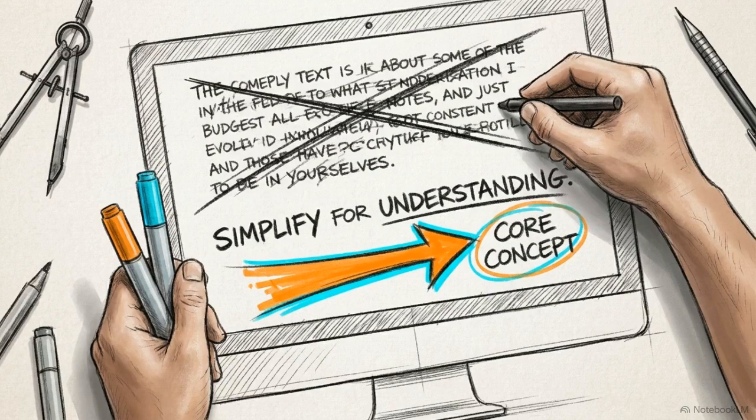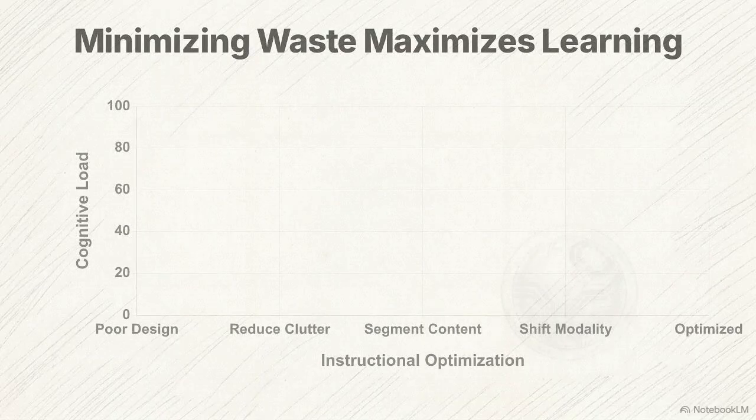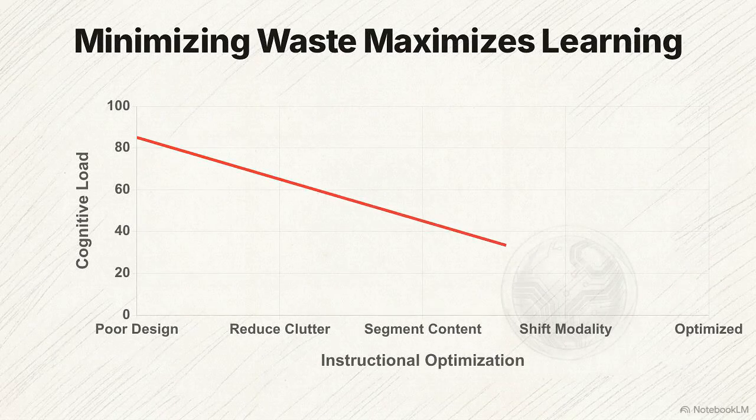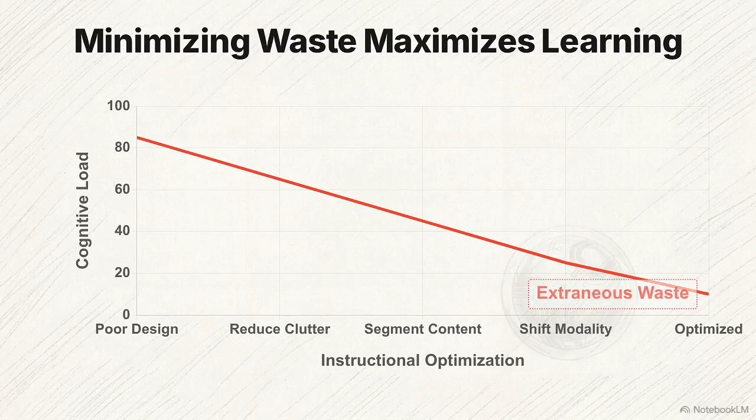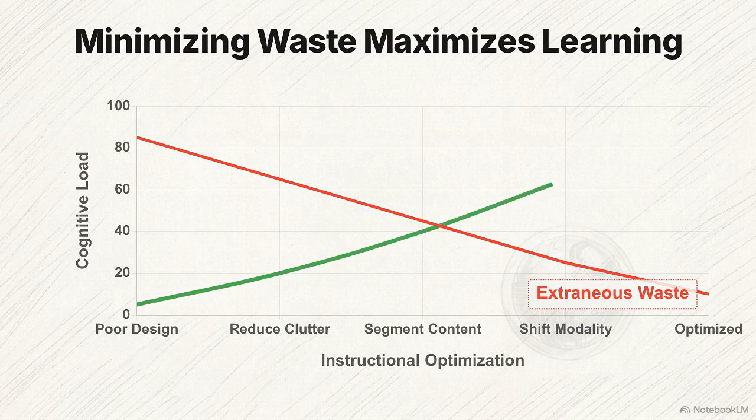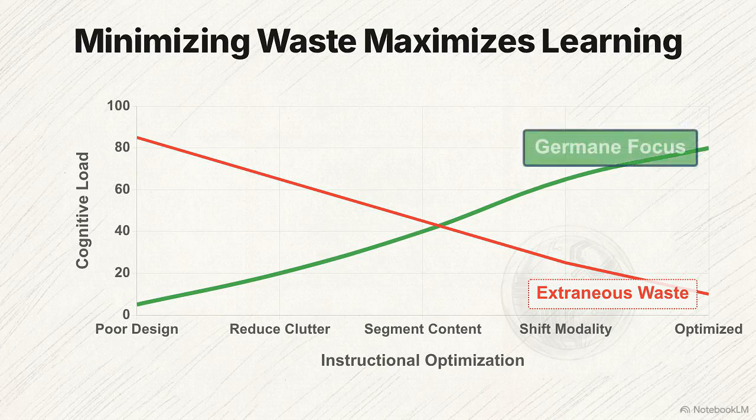Educators must actively manipulate two opposing forces within the mind: extraneous load and germane load. This graph tracks extraneous load, the wasted mental effort spent on poor formatting and distractions. This load must be ruthlessly minimized. As extraneous waste drops, germane load, the productive mental effort required to build knowledge schemas, must be maximized to fill the available capacity.